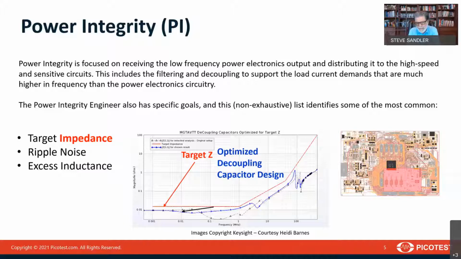And often this is defined by specific characteristics, and one of the most important is target impedance. Target impedance tells us the impedance limits that we need to match at the ASIC in order to meet the demands from high-speed system power. There's also ripple and noise and excess inductance as we get to the ASIC.